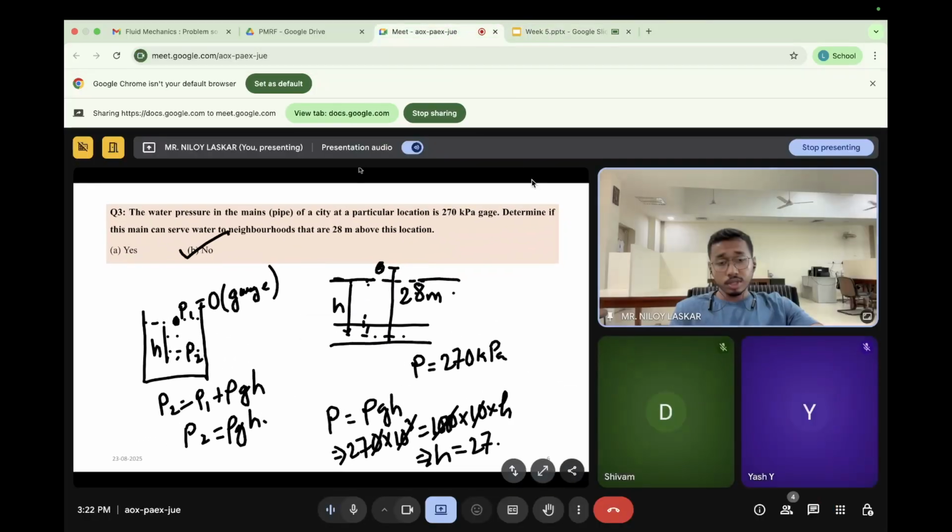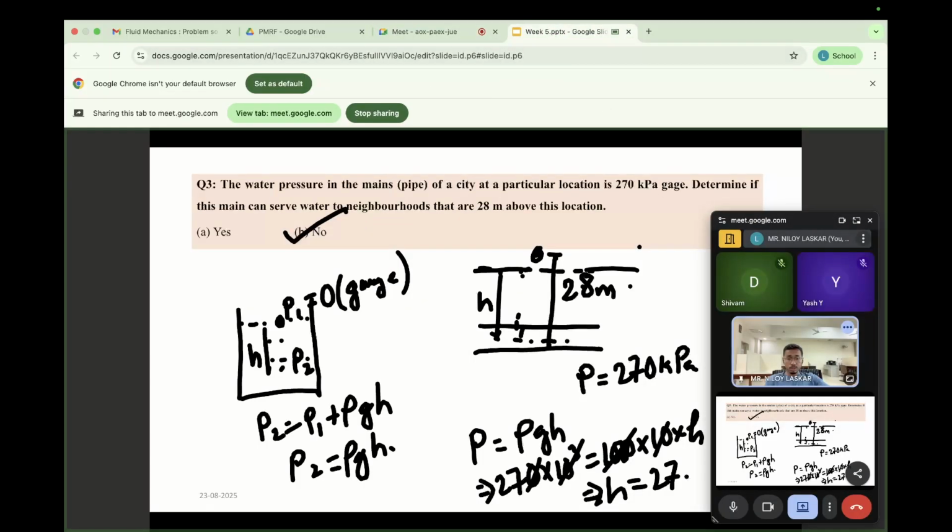Do you get this concept? Please let me know whether you understand this concept or not. Okay, good. So I am moving to the next question.